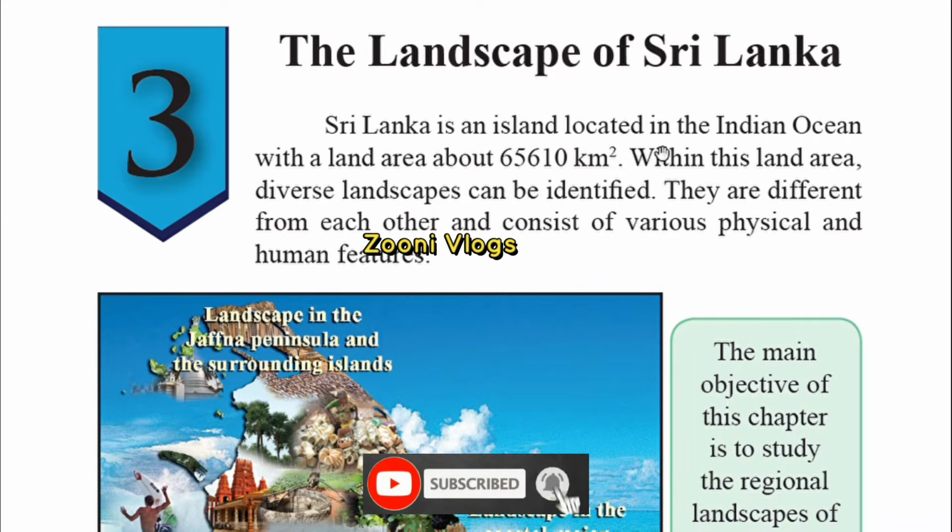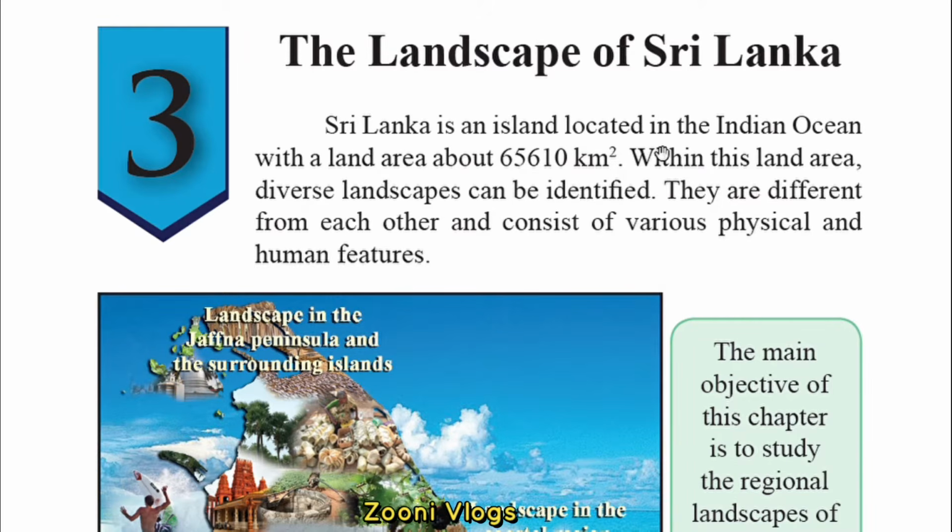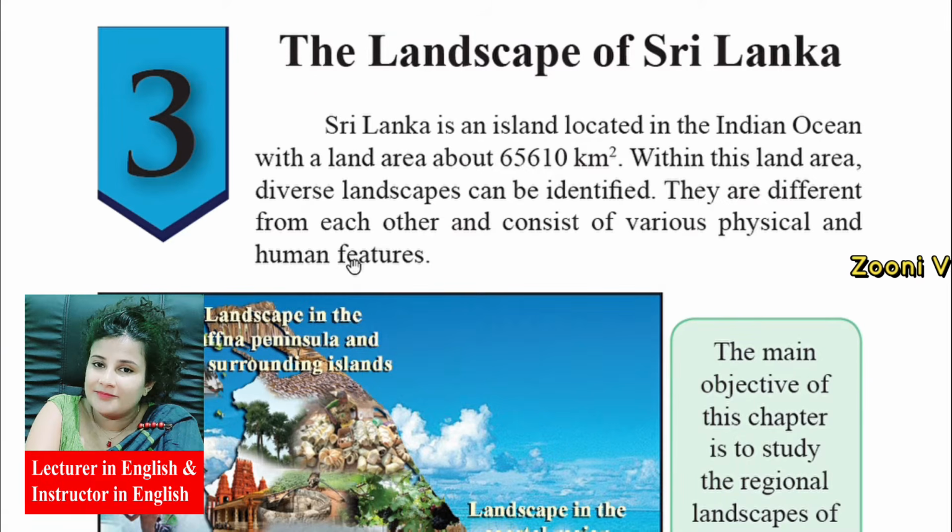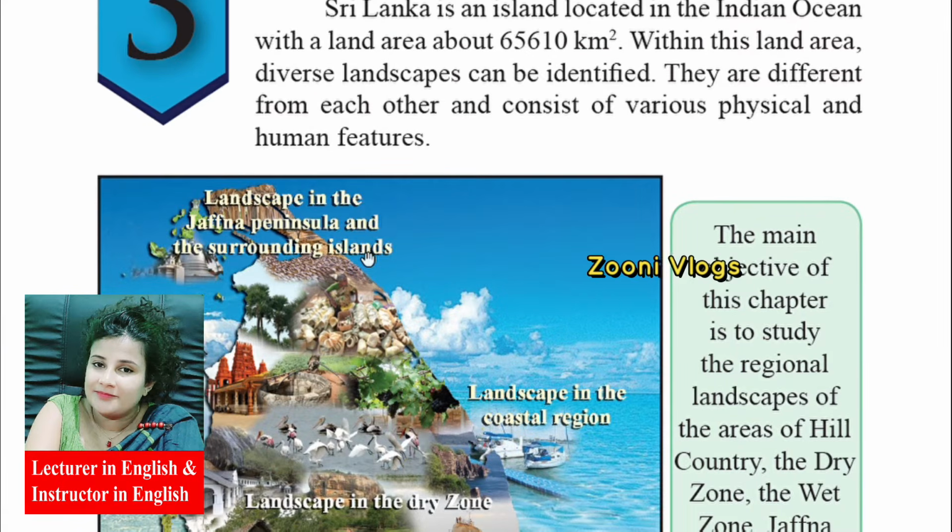Here we are going to learn about the land area of our country, that is 65,610 kilometers. This is very, very important. Underline this. Now here within this land area, we can find diverse landscapes. They are different from each other and consist of various physical and human features. This is very important. Now we are going to learn what the various physical and human features in our country are.